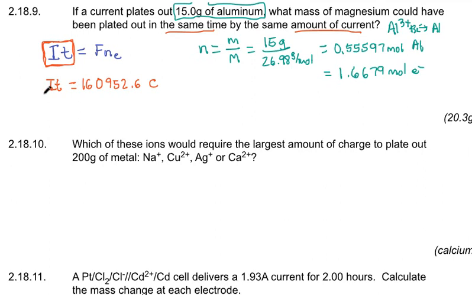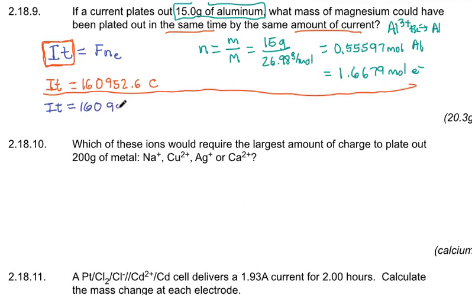So then, if all this is true for the aluminum, we can turn around to the magnesium and say, all right, for magnesium, if it's the same current in the same time, then IT is again going to be 160,952.6 coulombs. So that is going to equal F and E for the other metal. We know what the Faraday constant is, so we can divide that by 96,500. And we get, not surprisingly, the same number of electrons.